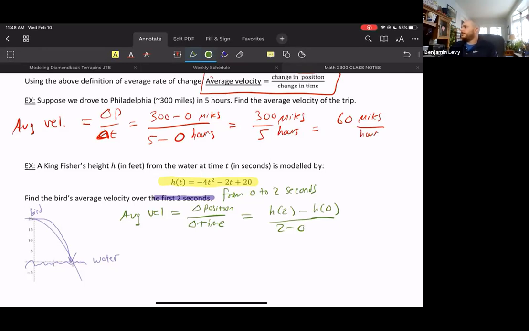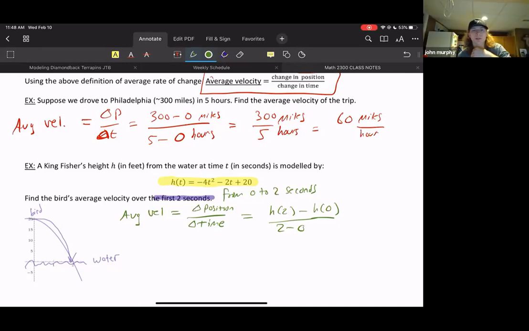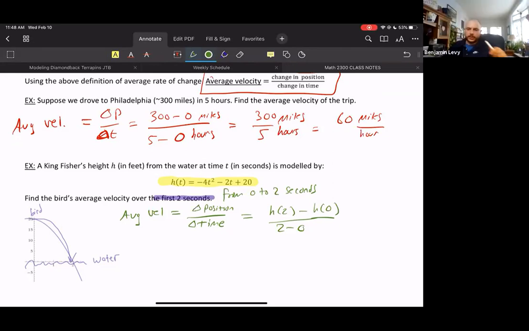Tommy, you say something? No, that was me. Oh, just John, what's up? The numerator, H2 minus H0, shouldn't the 2 be 20? Shouldn't the 2 be 20? Is that what you said?